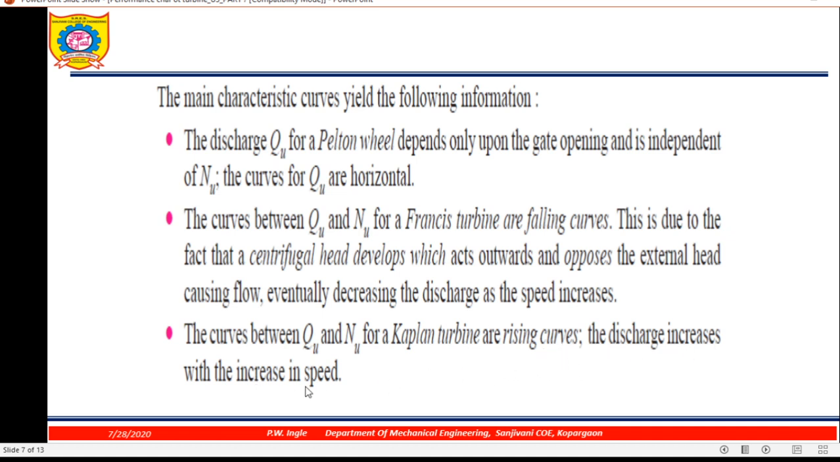Okay. Now the curves between QU and NU for the Kaplan turbine are rising curves. That is, as speed increases, discharge also increases, because it is axial flow, so there will not be any falling curves, and it does not remain constant. So discharge increases as speed increases. Okay, that is the case of the Kaplan turbine.